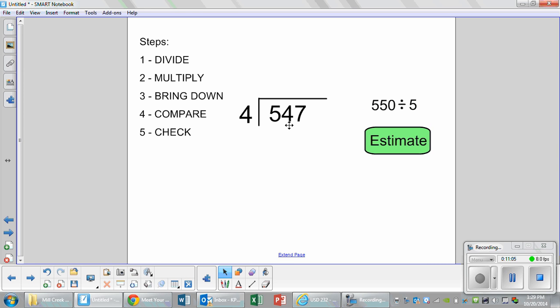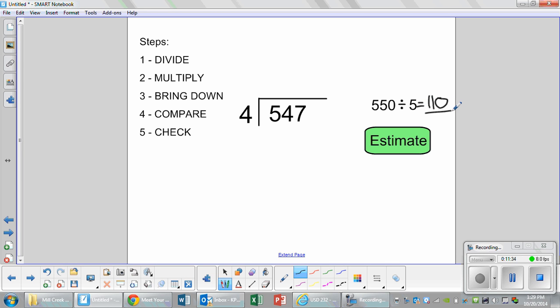I would have found two numbers that were compatible. So because 54 divided by 4 is not a basic fact, I can't really just make this 540. I chose to make it 550 and then divide by 5. So when I do 550 divided by 5, I cover up this 0. And 55 divided by 5 is 11. And then I add my 0 back on. So my estimate was 110.